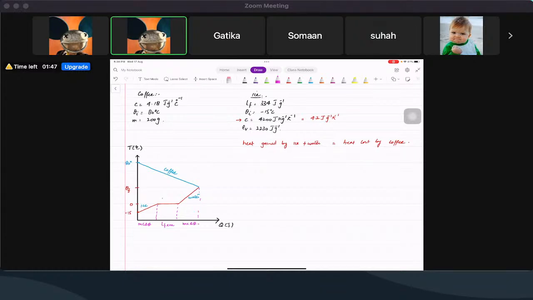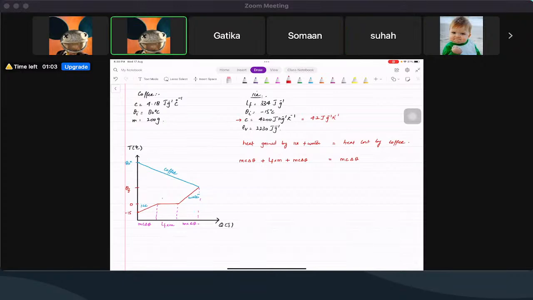Now, first of all, what is happening on the ice side? Let me write it down. Ice will raise its temperature to 0. Then it will start melting. Then it will become water and raise its temperature, and all of this is coming from the energy given by coffee. Because it's changing in temperature, I'm writing mc delta theta. Everybody understands this? Now let's put in the values.